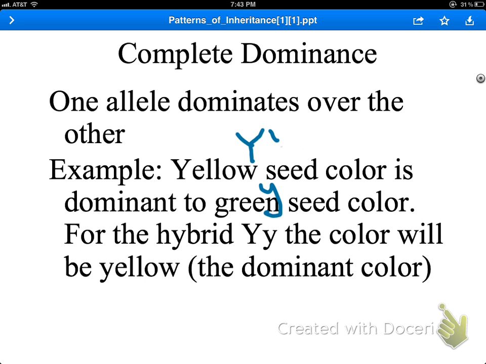There were two genotypes we could use to get yellow seeds. We could have two capitals, or we could have a capital and a lowercase letter, where the dominant trait would overrule the recessive trait. The only way to get a recessive trait is by having two recessive alleles, noted with two lowercase letters.